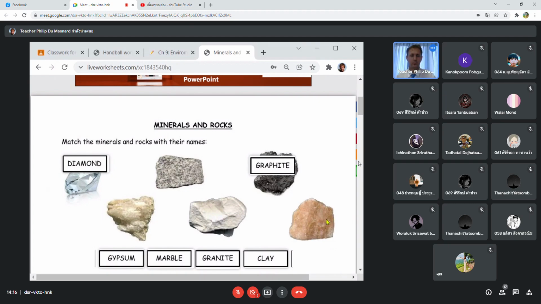Okay, let's look at this one. It's for the statue. So if I want to build a statue, what kind of rock do I use?